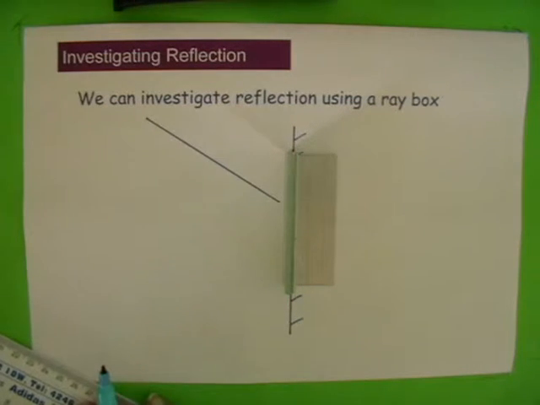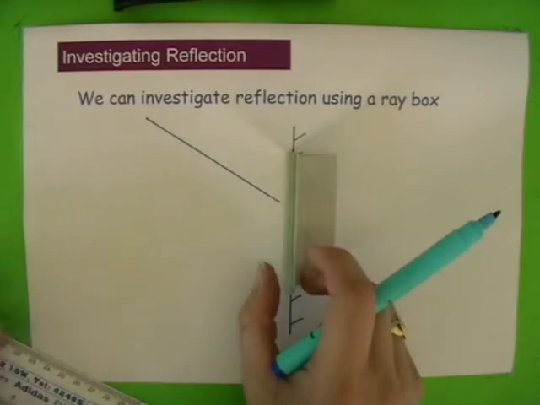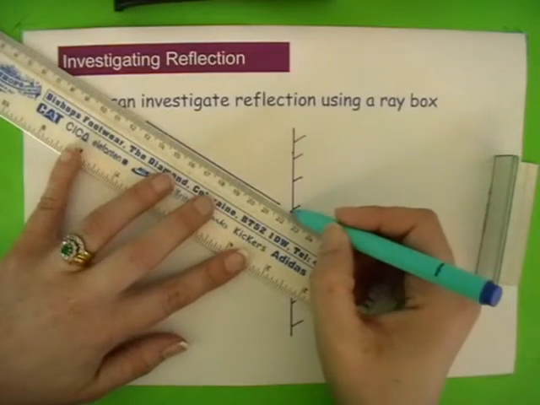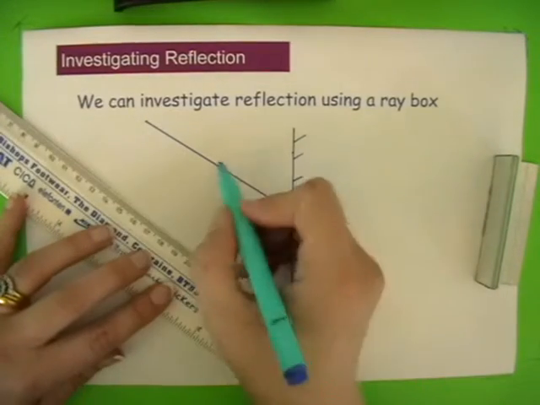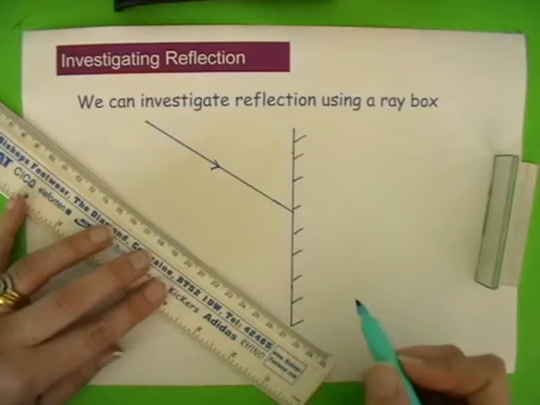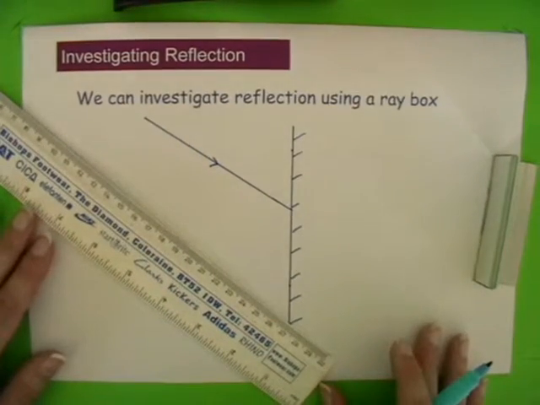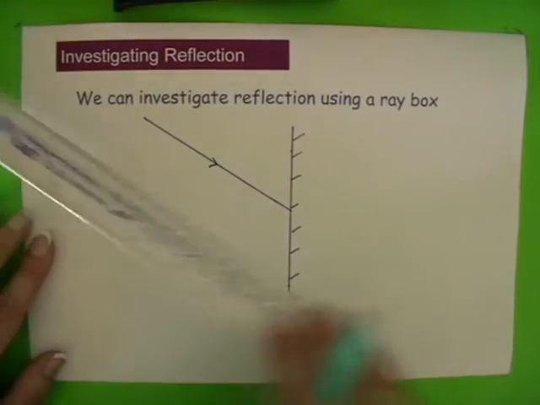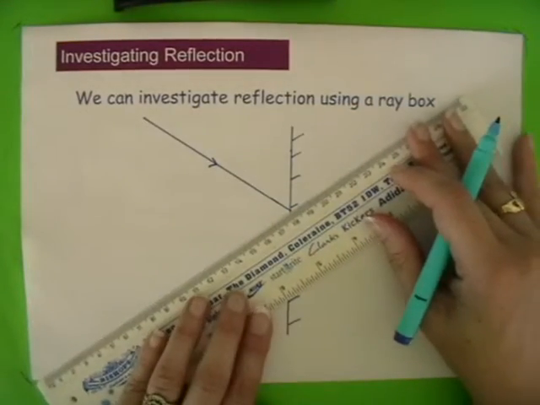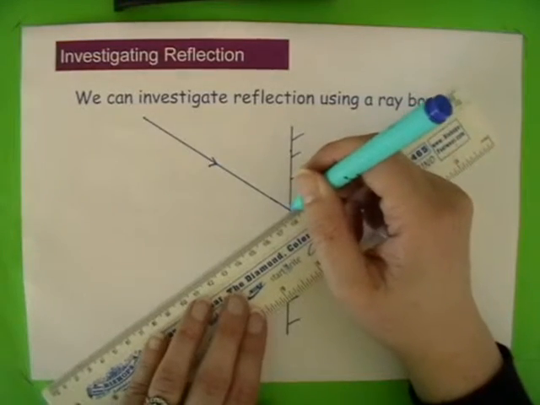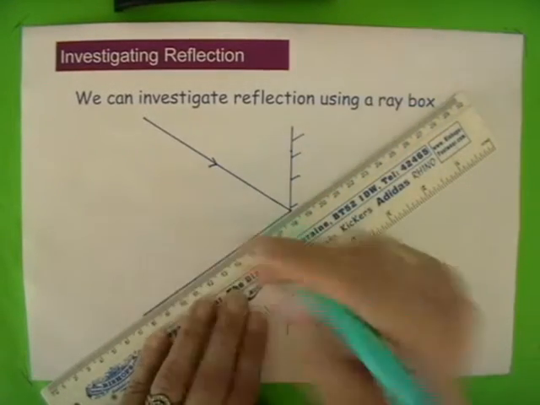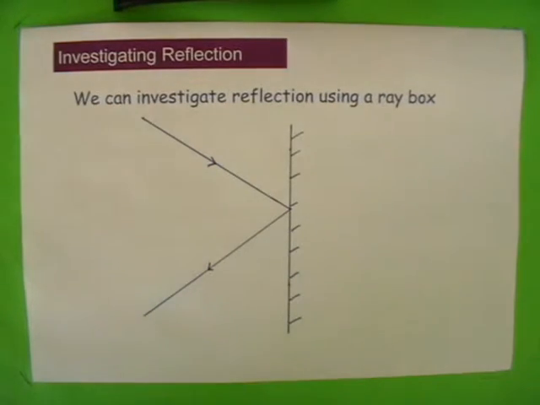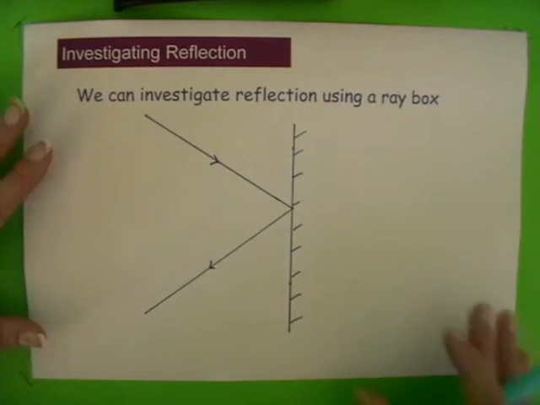Then, once we have those dots, we remove the mirror, turn off the ray box, and join up the dots with a pencil and a ruler, remembering, of course, to put an arrow onto it to indicate the direction of travel of the light. Now, if I draw on where I would imagine the reflected ray to be, bearing in mind I haven't done this experiment on video, therefore there will be slight inaccuracies in what I've produced here.